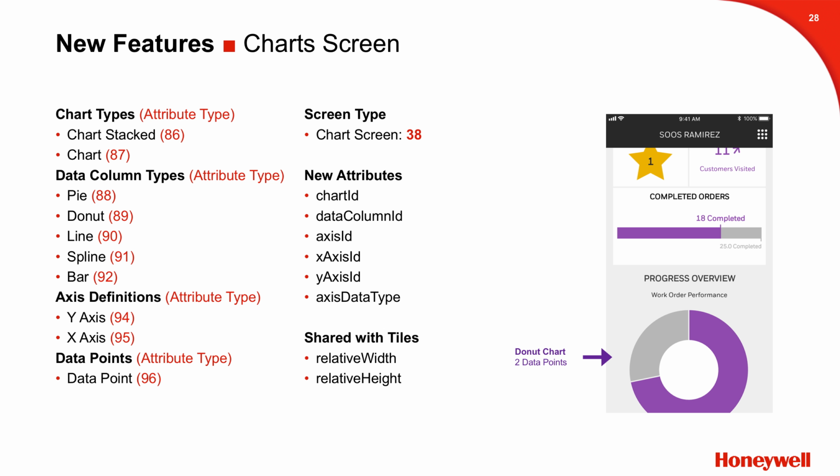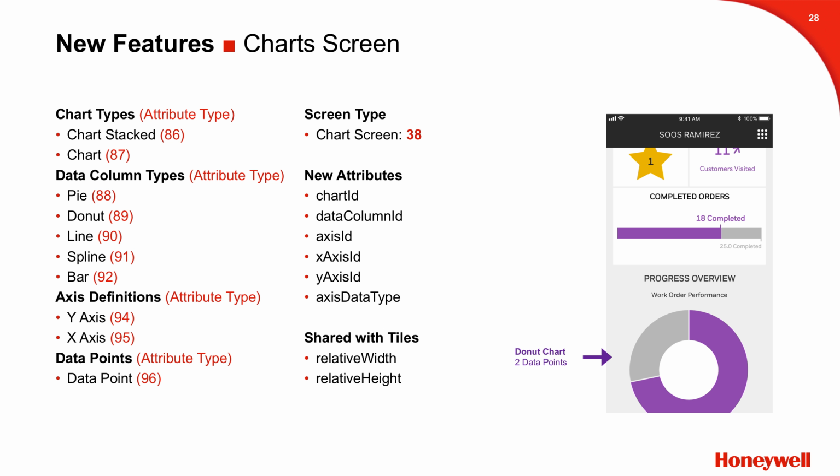Another powerful new screen type, this again goes into the direction of data visualization. We have the chart screen now finally, and you can decide whether your chart should be rendered stacked or not, and also select between different chart representations. We have a pie chart, a donut chart, a line chart, spline, and bar chart.